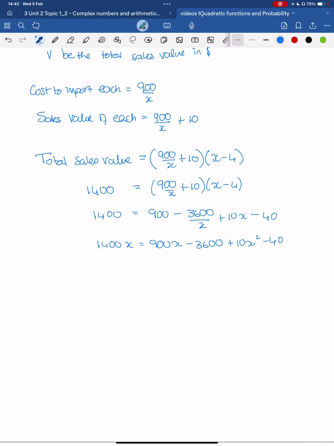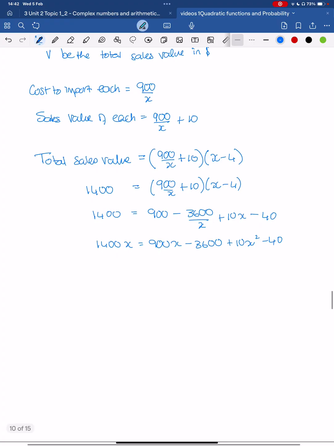And I can rearrange that so that it becomes 0 is 10x squared minus 540x minus 3,600. And all of that can be divided by 10, so x squared minus 54x minus 360. And I immediately want to factorize that.